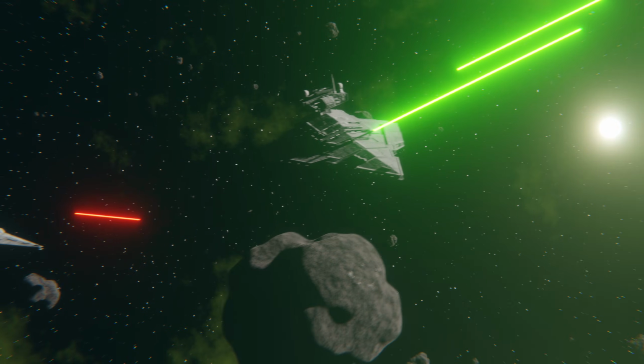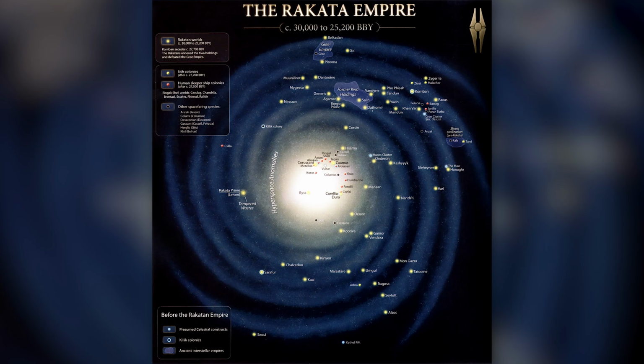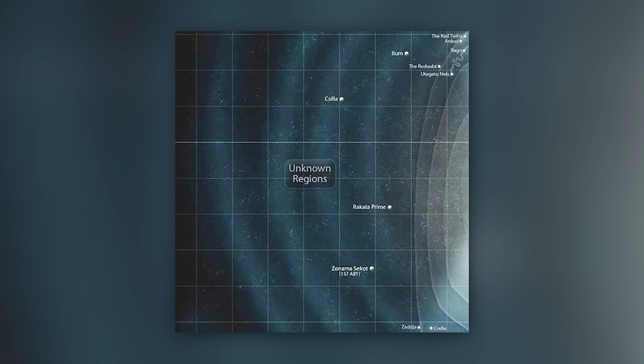I've actually seen a few complaints about this kind of thing with, for example, the Rakatan Infinite Empire going across so much of the galaxy, or how the unknown regions being unknown doesn't make any sense because they're right there, or how the High Republic setup with how much or little territory is known or controlled doesn't work. But I think there's a few things which these complaints ignore.